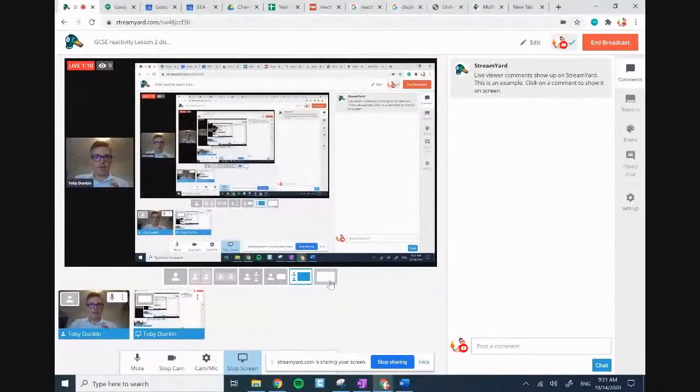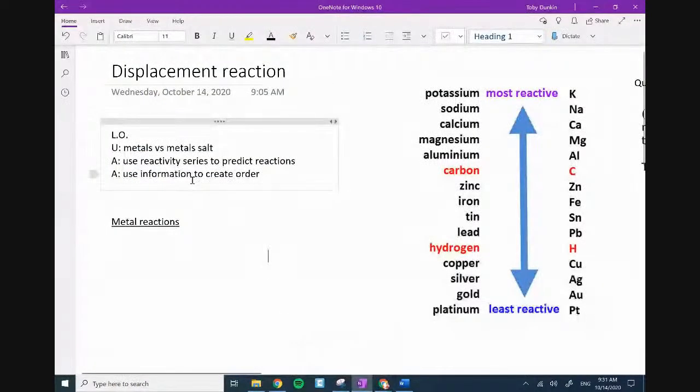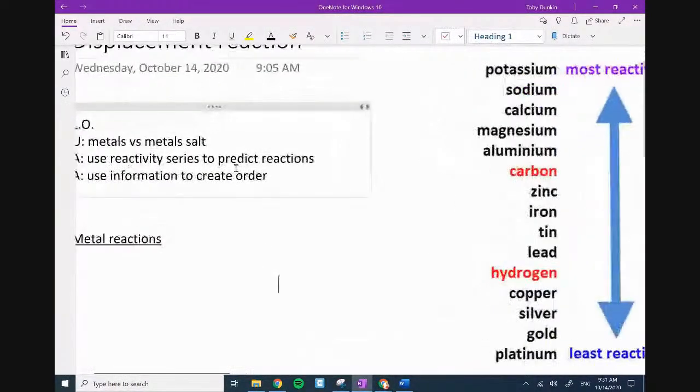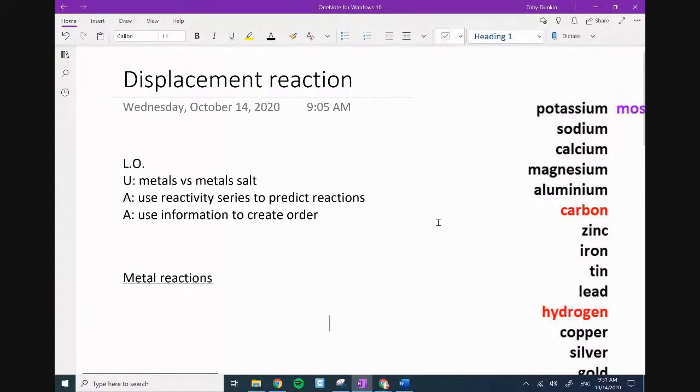So I'm going to share my screen with you guys. There we go. I'm going to get rid of my video because I haven't got a set up for my webcam yet. Working on that. Okay, so you guys can see. This is what we're doing today. We've got three learning objectives. We're looking at displacement reactions. We're also going to tie in a little bit of other metal reactions and do some word equations. The more equations I can get you guys to do, the better. So we're going to be looking at metals versus metal salts.